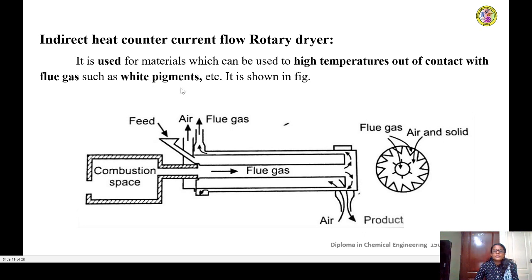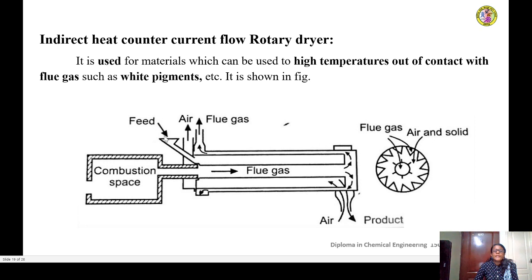Also, if the product is such that if it is brought into contact with the heating medium directly, its physical properties will be lost. So in such cases, this kind of rotary dryer can be used, which is called indirect heat rotary dryer. One such type of dryer is shown here. This is the combustion space where fuel is burnt, producing flue gases. The flue gases at high temperature then pass in the middle space of the rotary dryer.